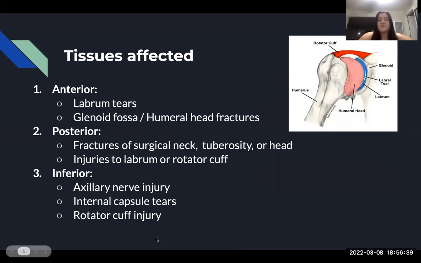Okay, so for the tissues affected in the anterior dislocation, you're most likely going to see a labrum tear or a fracture of the glenoid fossa or the humeral head, and possibly even nerve damage. And then in the posterior dislocation, there's a high risk of fracturing the surgical neck, tuberosity, or the head of the humerus. And there's also a chance of injuring the labrum and rotator cuff. And then lastly, in the inferior dislocation, you're more likely to see axillary nerve damage, tears of the internal capsule, and rotator cuff injuries as well.